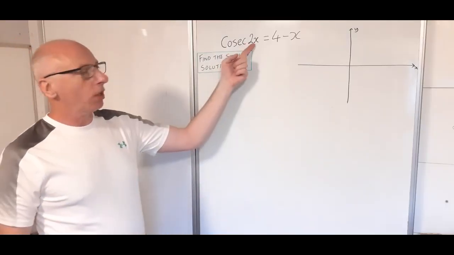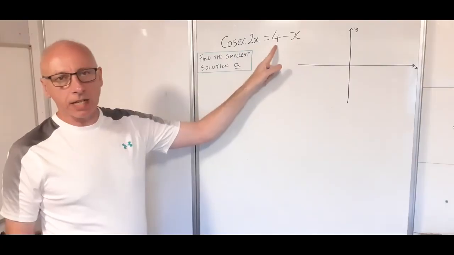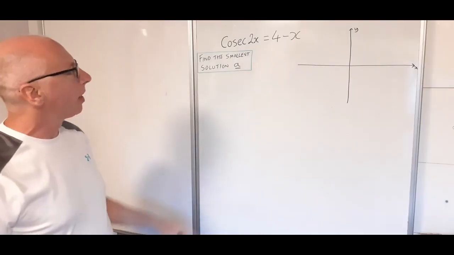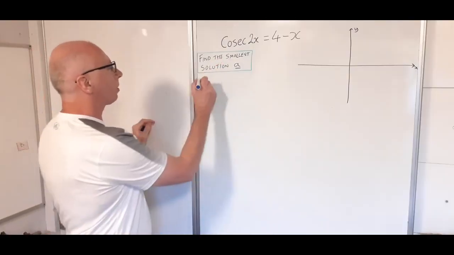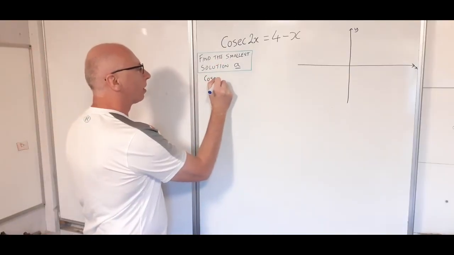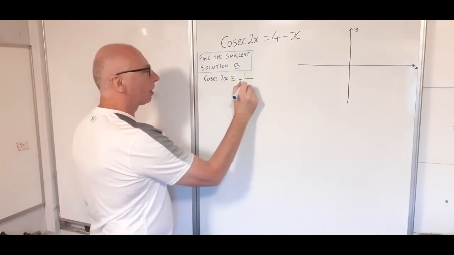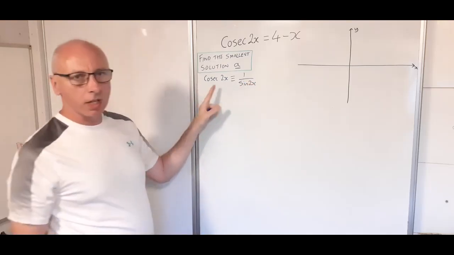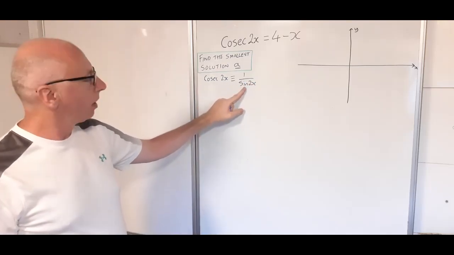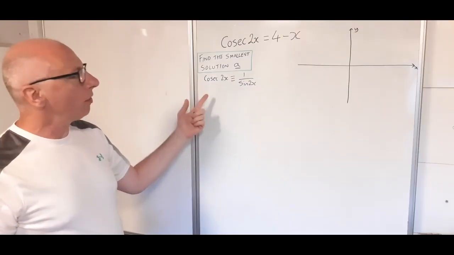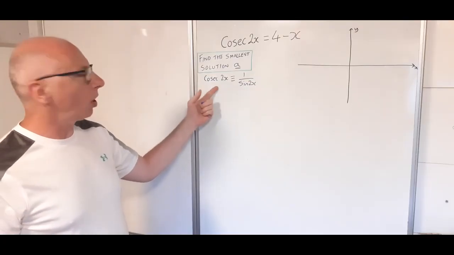Now, first of all, let's have a look at this left-hand side. 4 minus x, that's not going to be a problem to sketch. But cosec 2x, that's going to be the equivalent of 1 over sine 2x. Obviously, cosec is the reciprocal of sine. So that's what we've got. So we need to try and, first of all, create some sort of graph of cosec 2x.